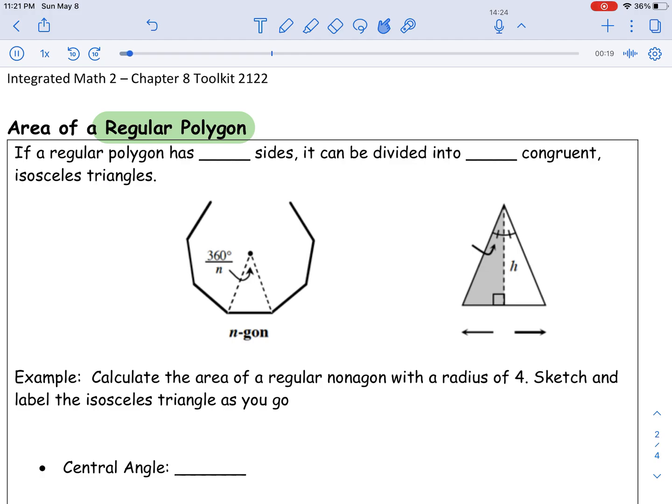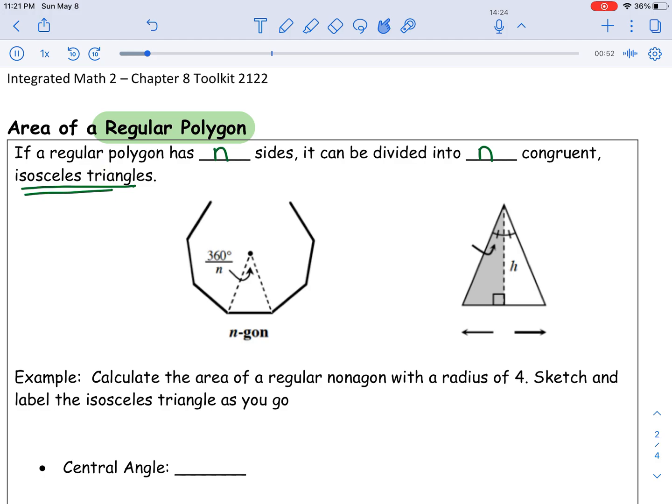In this instance, we're going to say that if a regular polygon has n sides, I can divide that polygon into n congruent isosceles triangles. Now this is important because I can then take my number of triangles and use that combined with the area of one triangle to get the total area of my polygon.